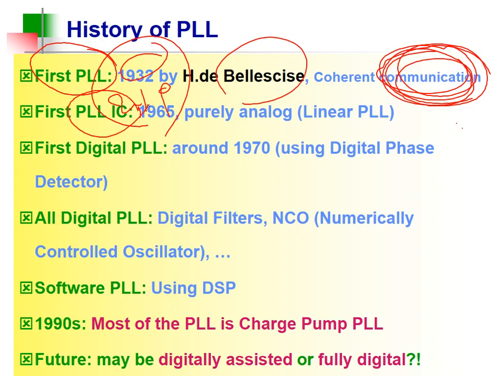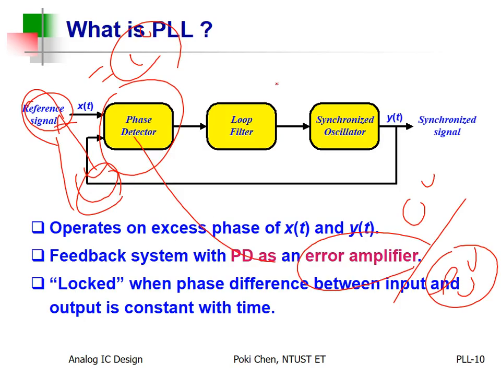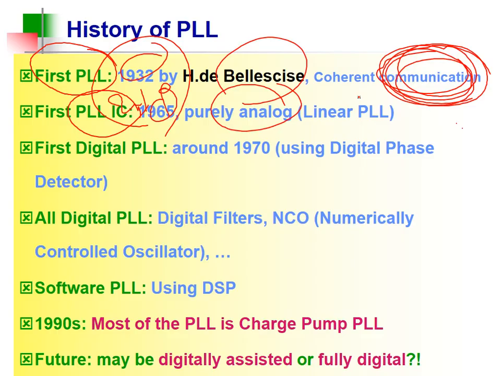Wow, almost 30 years later, humankind made something instead of nothing. Wow, so you can see, the evolution of new technology is really slow. I mean, from the very beginning. Okay? In 1965, humankind implemented the first PLL, purely analog. It means all the blocks, all of them in analog domain. Okay? And then, 5 years later, humankind created the first digital PLL.